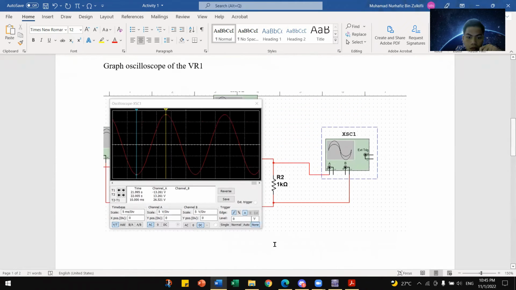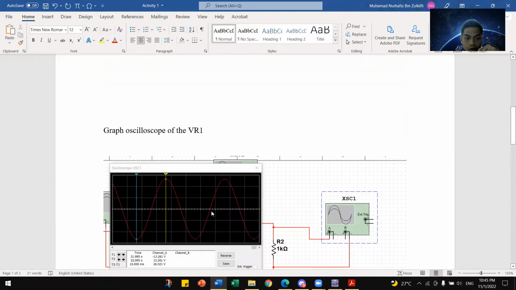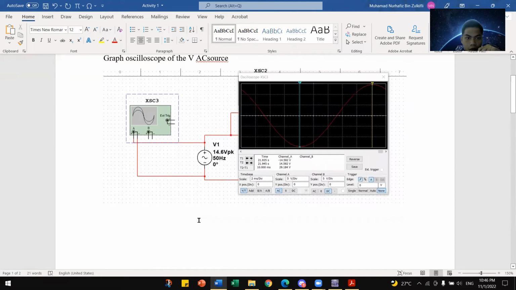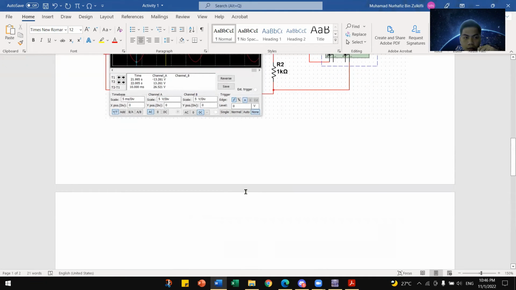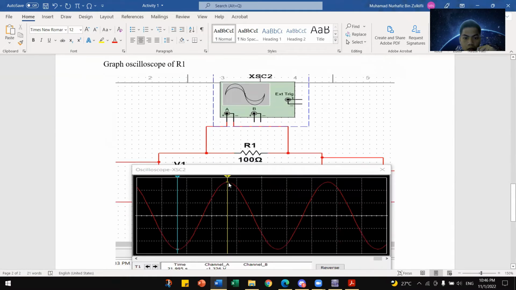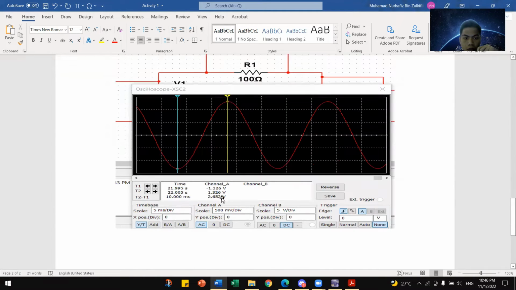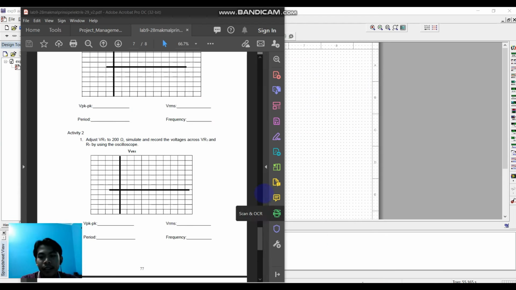And lastly, also the same for the VR1, which has 13.261. So we can see here the value for the VR1 is almost the same as the VAC source, because it was placed in a parallel condition while the R1 is in series. So we can expect why the value is small. So that's all for the simulation. Thank you.